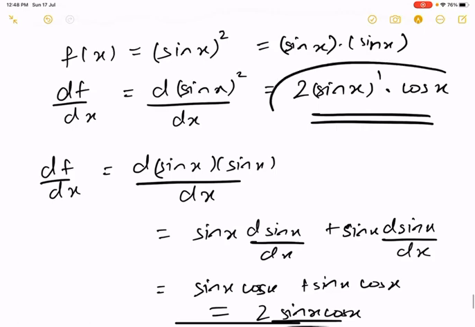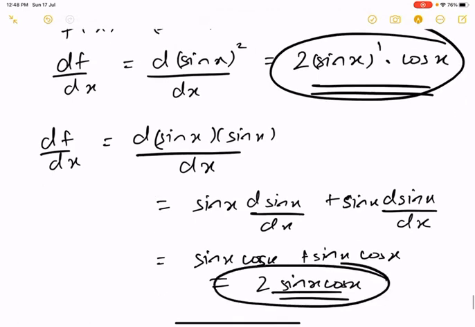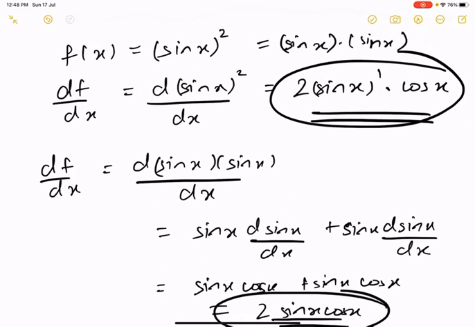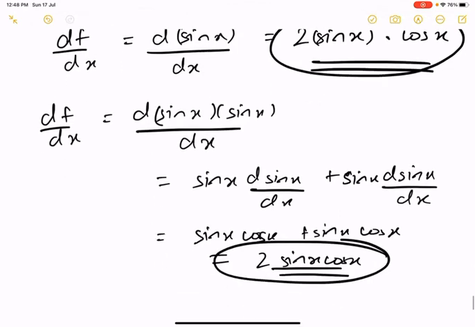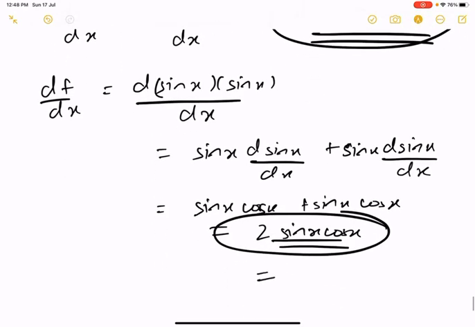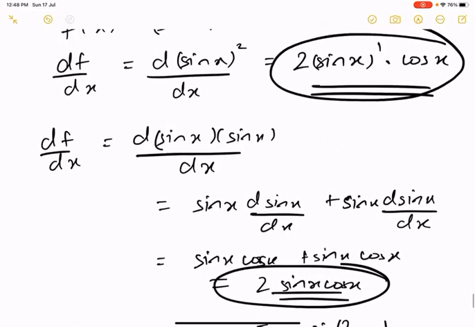That's same. Answers we will get are same. You use any rule you want, answer you will get is same. And 2 sin x cos x is nothing but sin 2x. Trigonometric properties, everyone should know.